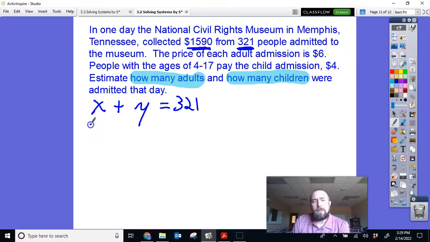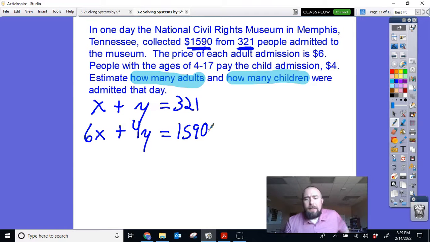Adults pay $6, so $6 times the number of adults. We don't know how many came in, so that's what we're looking at. Plus $4 times y, or $4 times the number of children, equals 1,590. Now, again, you can set this up as a hypothetical, like I did with my gym, how many people I hope to get. But this one, we're just trying to figure out how many people actually showed up.